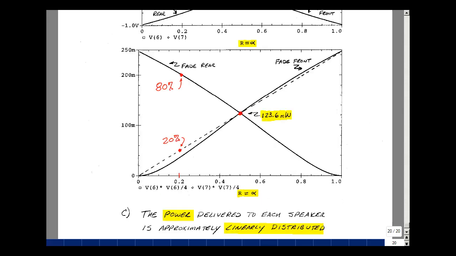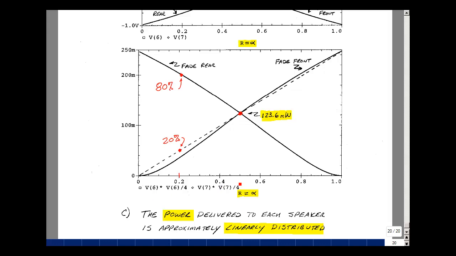What's more revealing is a plot of the power versus rotation. Node voltage 6 was the left rear speaker. I'm going to square that voltage and divide by the 4 ohms. That's actually this plot over here. The left front speaker was node 7, and I'm going to square that voltage and divide by 4, and that's actually this plot over here. It's almost a straight line. I drew a straight line through it.